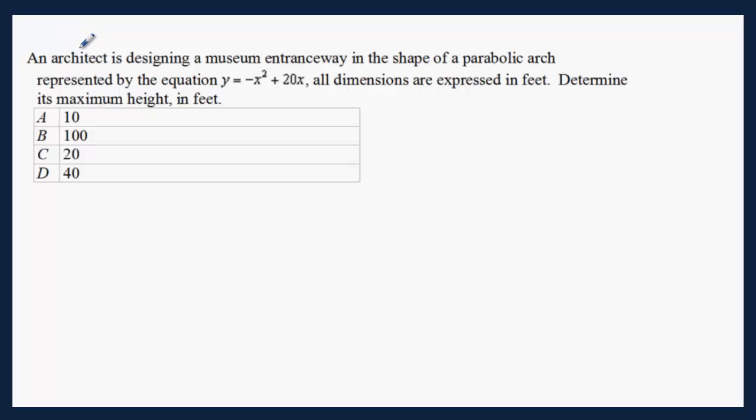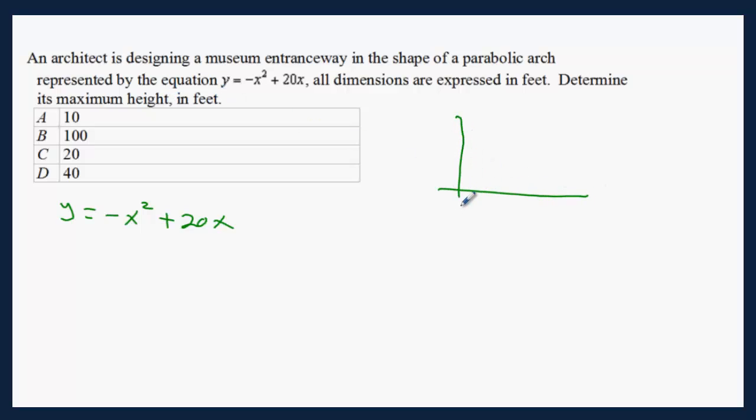An architect is designing a museum entrance way in the shape of a parabolic arc represented by the equation y equals negative x squared plus 20x. All dimensions are expressed in feet. Determine its maximum height in feet.